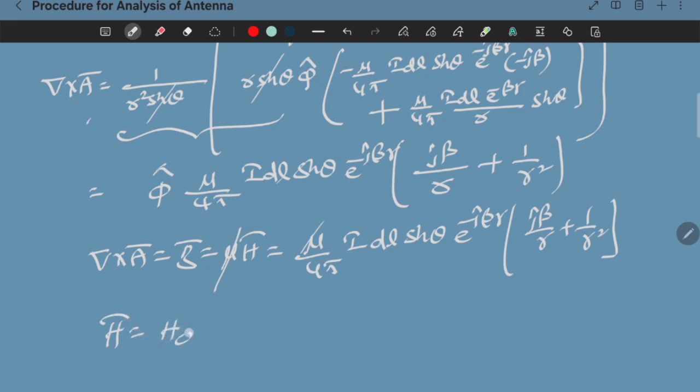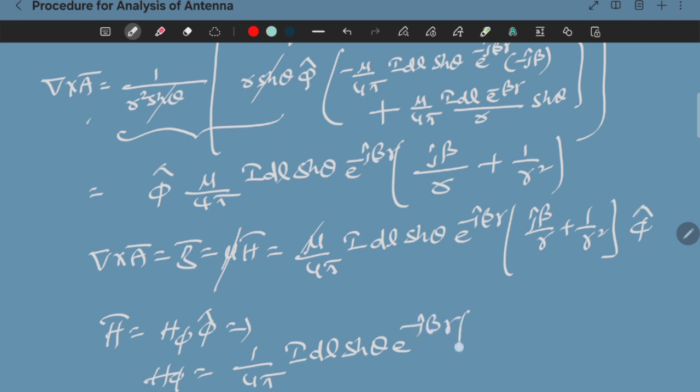So H bar is equal to Hφ φ cap, and H bar into φ cap, that is Hφ, is simply 1/4π · Idl sinθ e^(-jβr) into (jβ/r + 1/r²).